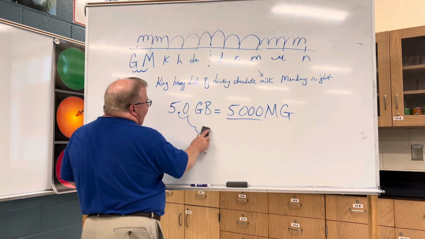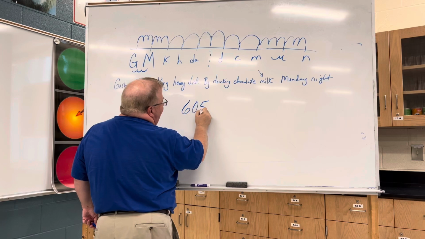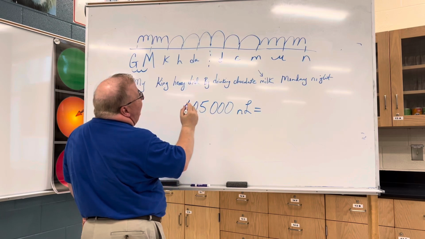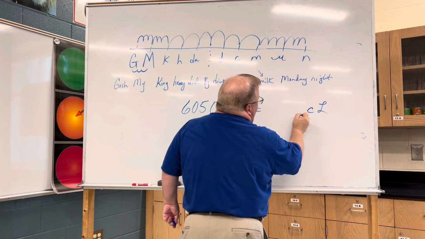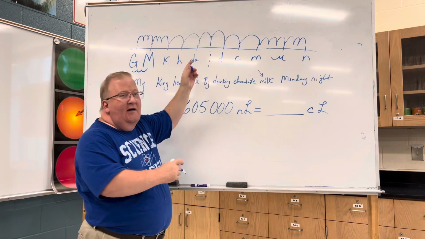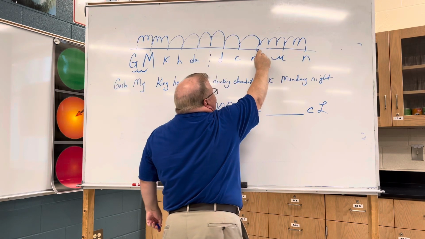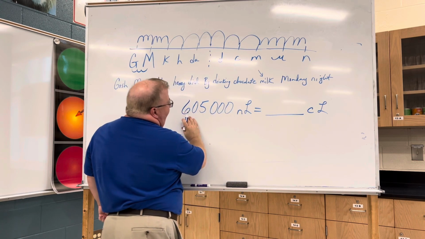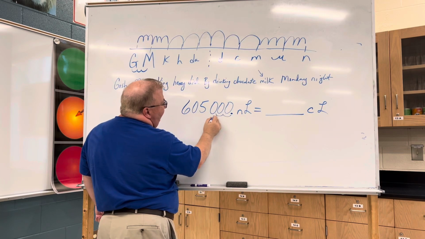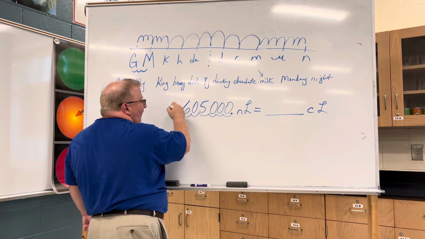All right, and if you go the other way, let's say I have 605,000 nanoliters, and I want to know how many centiliters that would be. First say, okay, nano to centi, am I going right or left? You're moving to the left, nano to centi. How many times to the left? 3, 6, 7 to the left. Any number with no decimal, we know the decimal is on the end of the number. So I go 1, 2, 3, 4, 5, 6, 7 to the left. So I'm going to have to add a 0 out front.